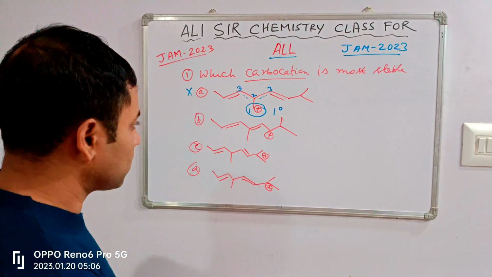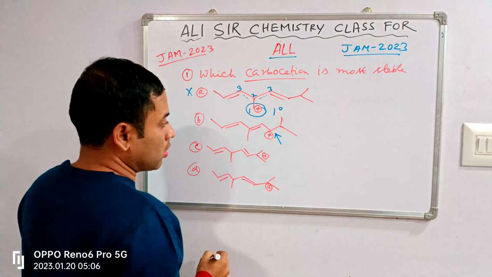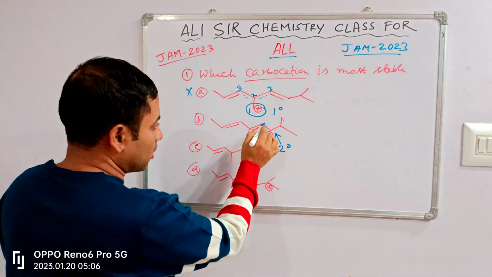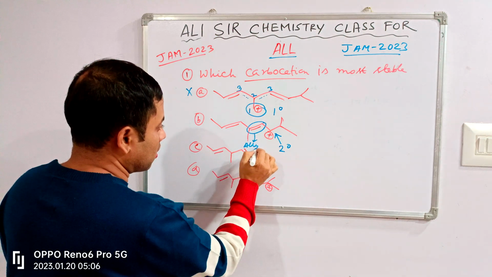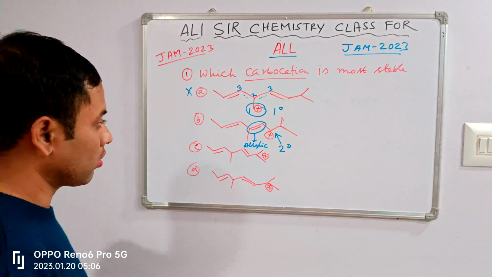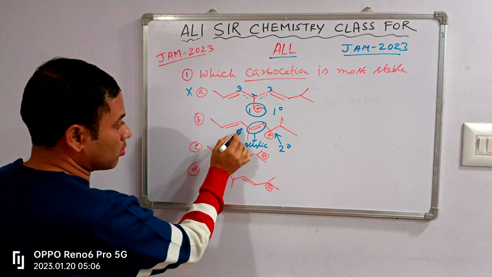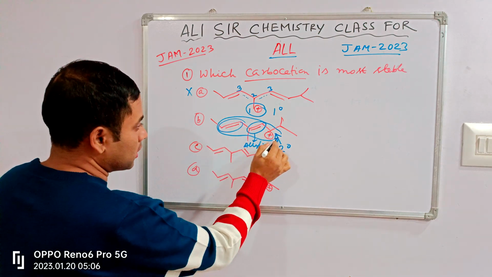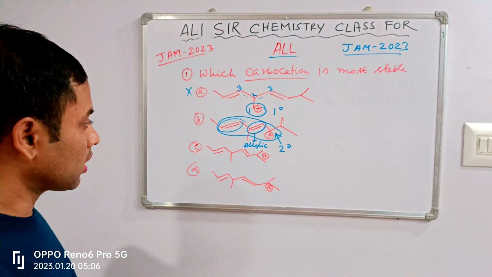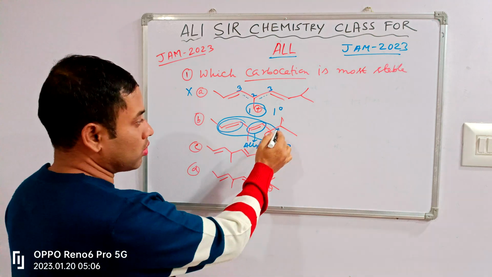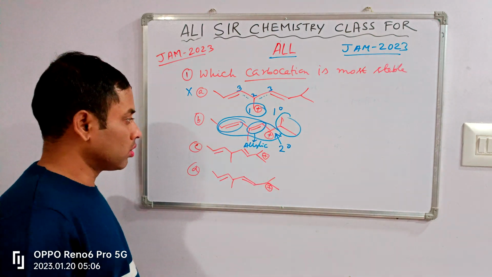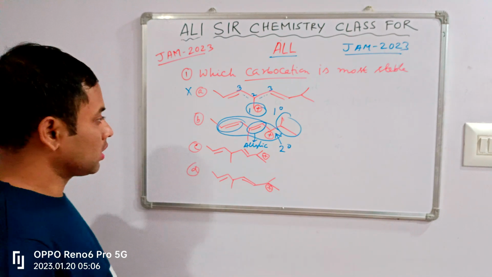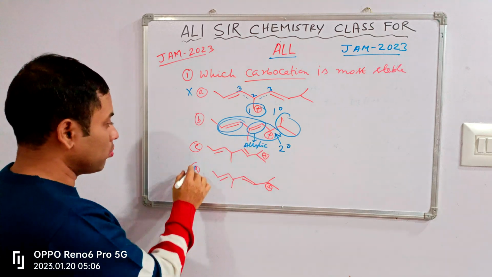Now we move to the second option. In the second option, the positive charge is on this carbon. This carbon is a 2 degree carbocation, and this position is also allylic. Not only is it 2 degree allylic, but it has extended conjugation with another double bond here. So this total part is conjugated, and this carbocation is stabilized through resonance as well as the inductive effect of this group. The stability is due to the extended conjugation, because it is allylic type and 2 degree also.